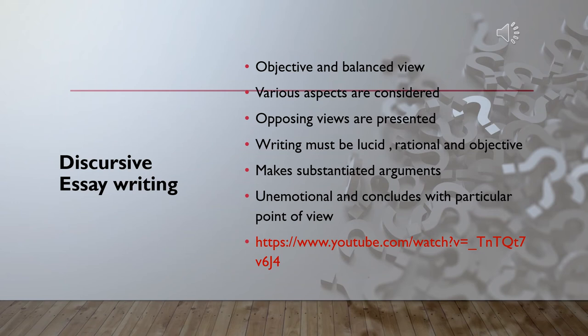Discursive writing is objective and balanced. Various aspects are considered. Opposing views are presented. Writing must be lucid, rational, and objective. It makes substantiated arguments, and it's unemotional and concludes with a particular point of view. Now, in the next slide, I will be discussing an excerpt from a discursive essay, and you will see how these points are operative in that paragraph that is going to be discussed. So something that's usually controversial, and it has to be objective in its nature.